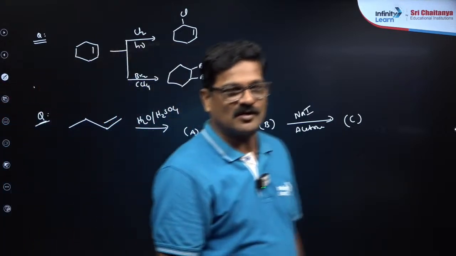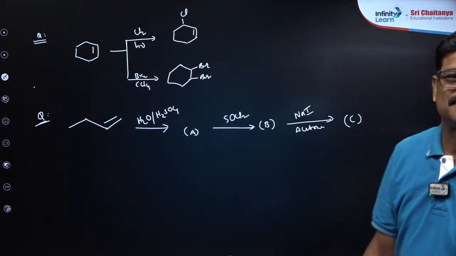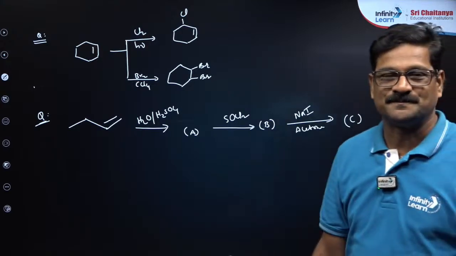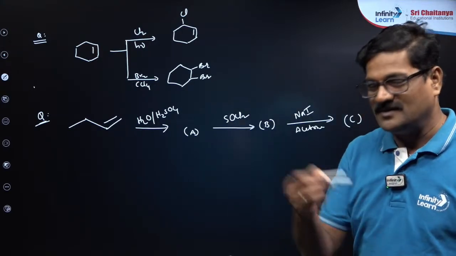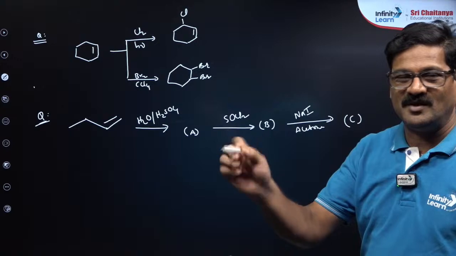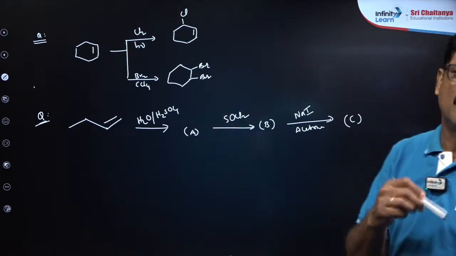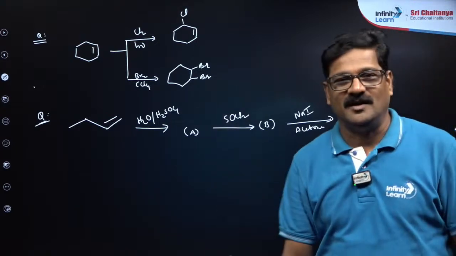These type of questions are called root mapping questions. In root mapping questions, A gives rise to B, B gives rise to C. I am asking what are A, B, C?